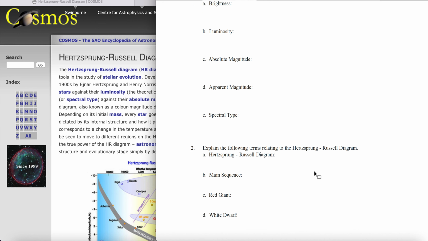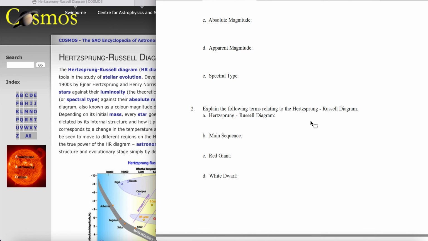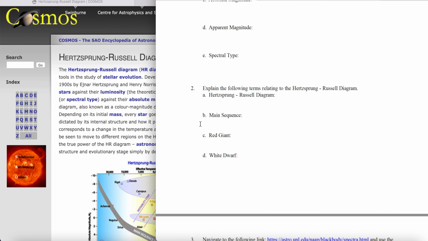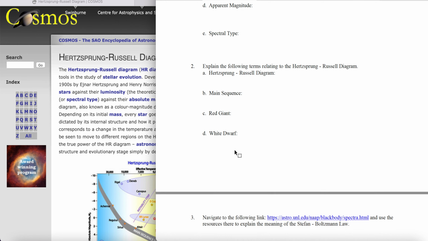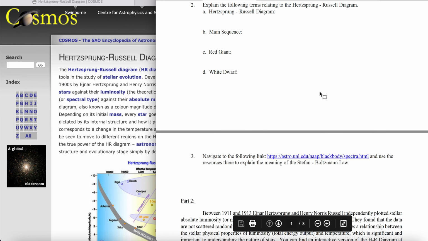Which is different than spectral class. Then you're going to specifically look at the Hertzsprung-Russell diagram. You're going to have a definition for it itself, which I kind of already mentioned. Then you're going to talk about the main sequence, which is one of those spectral types. Okay, red giants, white dwarfs. Okay, so there you go. You got one page of key definitions.